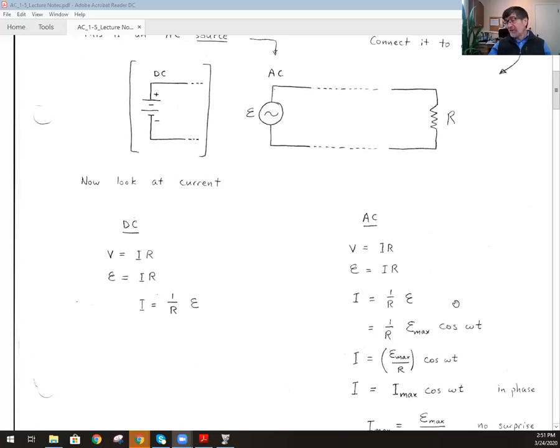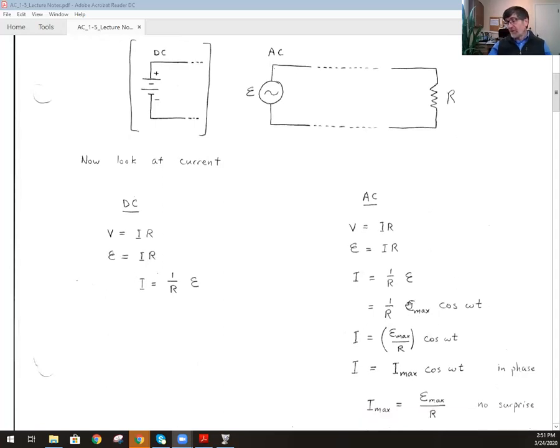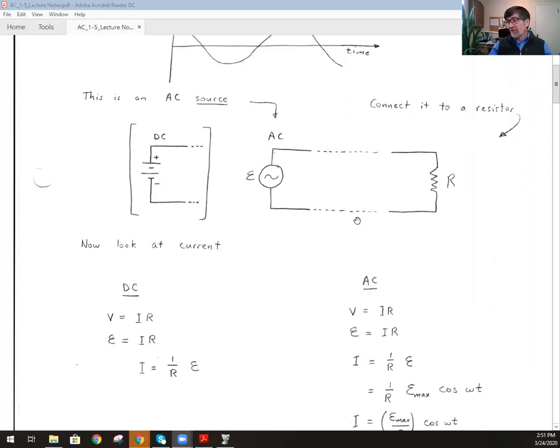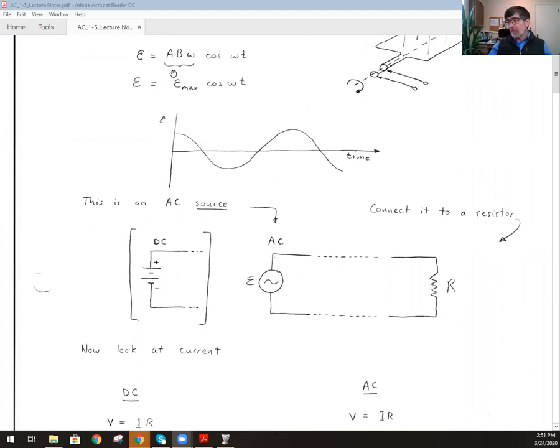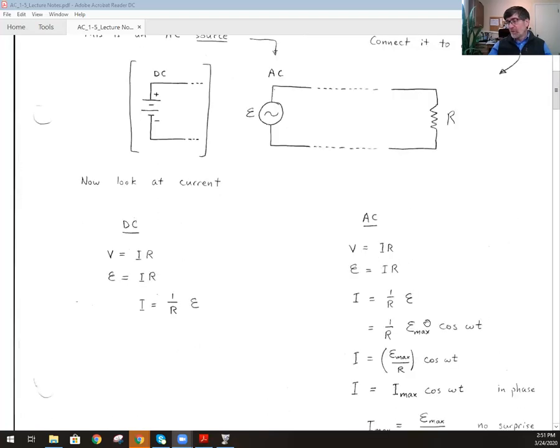So let's put that full expression for the EMF. If you recall back up here, I had this EMF. It was described as some maximum value times cosine omega t. So I'm putting that same function in right down here. This maximum value is sort of like the amplitude times cosine omega t.